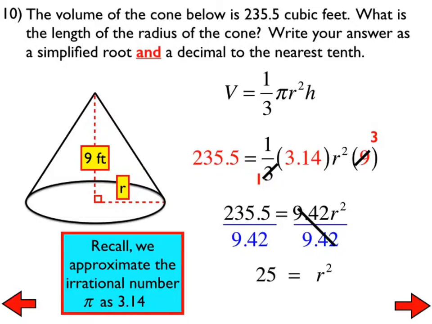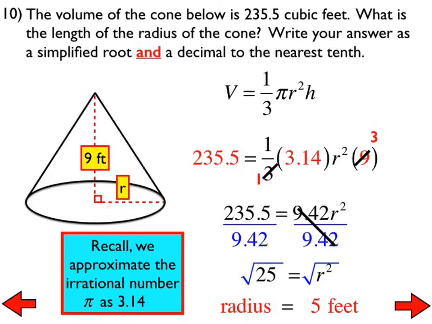If we were just solving an equation, we would get plus or minus 5, but we're dealing with a real problem here, and negative 5 doesn't make any sense for a radius. So therefore, our radius is 5 feet. All right, any questions with this problem? All right, let's go to number 11.